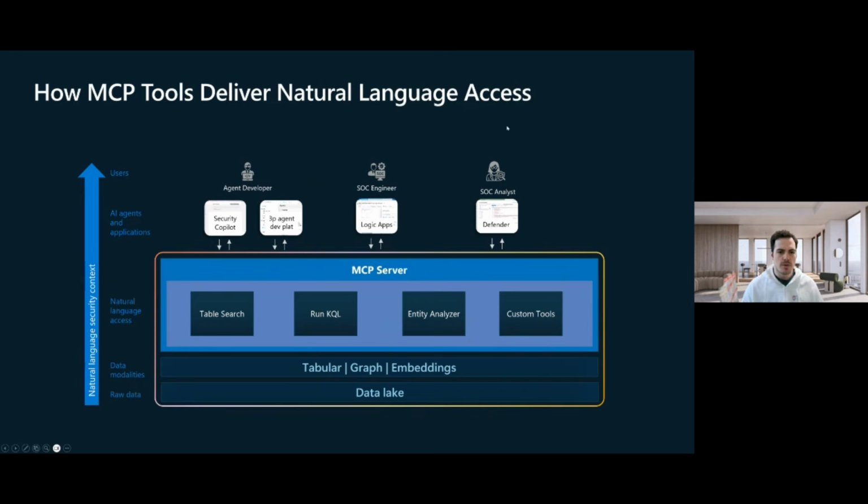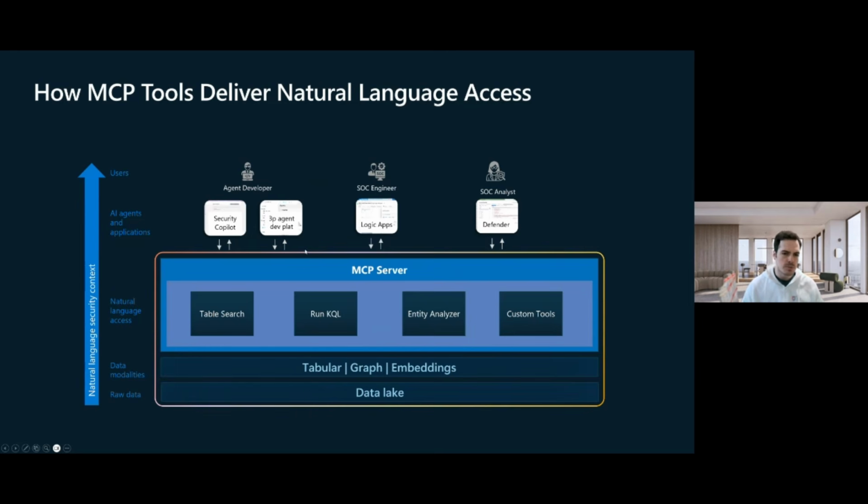How does this work? Here we have a graph that shows our architecture. We'll go from the bottom to the top. We have this Sentinel data lake, which is the raw data that you bring into the lake. On top of that, we transform and modify that data into a couple different modalities: we have tables, we have graphs, we have embeddings. Then we have an MCP server that runs over that data, and it has a couple tools that work really well. We have some that can search your tables, run KQL, you can build your own tools. And of course, we have Entity Analyzer, which we'll talk about in detail today.